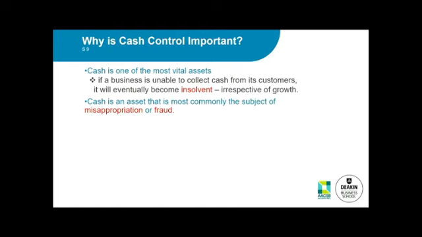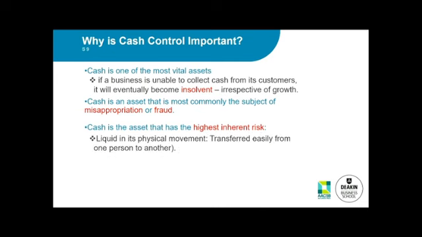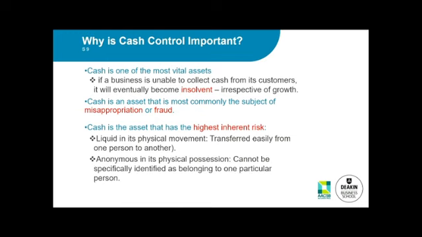Cash is an asset that is most commonly the subject of misappropriation or fraud. I guess we will see in a minute why that is the case. Well, because it has the highest inherent risk, and the reason it does have it is because it's liquid in its physical movement, so it's very easy to transfer from one party to another. If I give you cash, you can just go ahead and use it right away. There are no rights attached to it. Once you have the note, you can go ahead and use it. And it's anonymous in its physical possession.